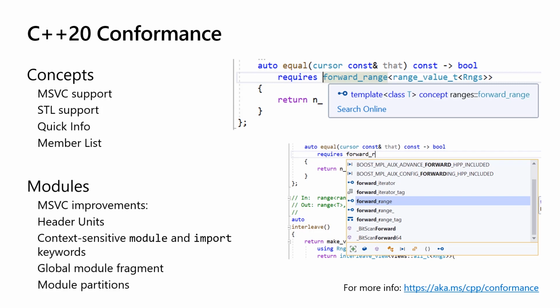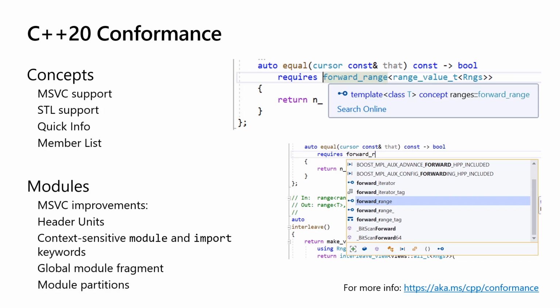With modules, we've actually recently added quite a few MSVC improvements, and I have those listed on the slide. We've added header unit, context-sensitive module and import keywords, global module fragment, and support for module partitions. To use this support for modules, you will need to enable a few different switches, which we have detailed in our blogs and documentation, but the main one that you'll need to know is /experimental:module.